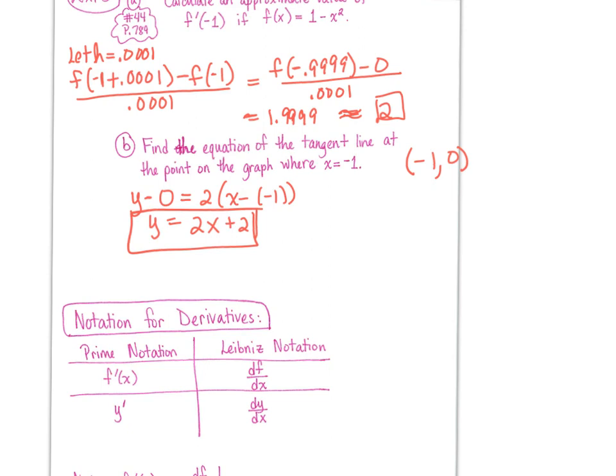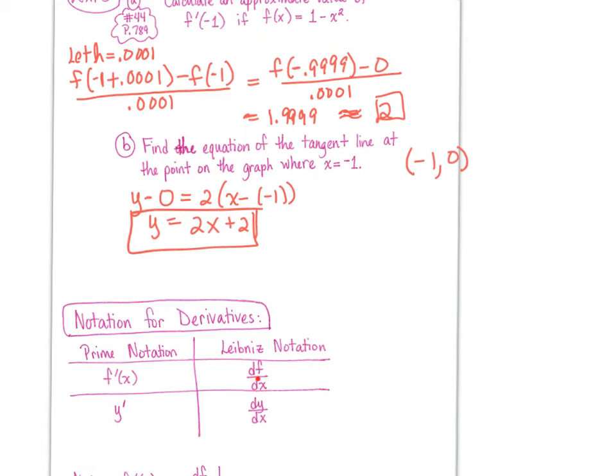Notation for derivatives. It's important for you to understand this. You have prime notation, which is what we've been using. You have f prime of x. The other notation is called Leibniz notation. So df over dx means the derivative of f with respect to x.